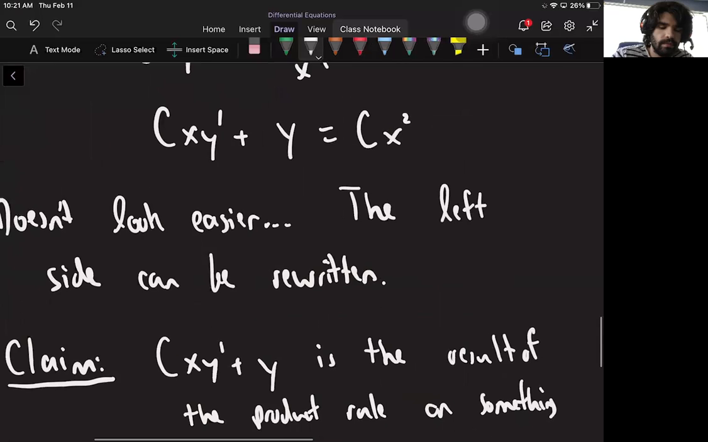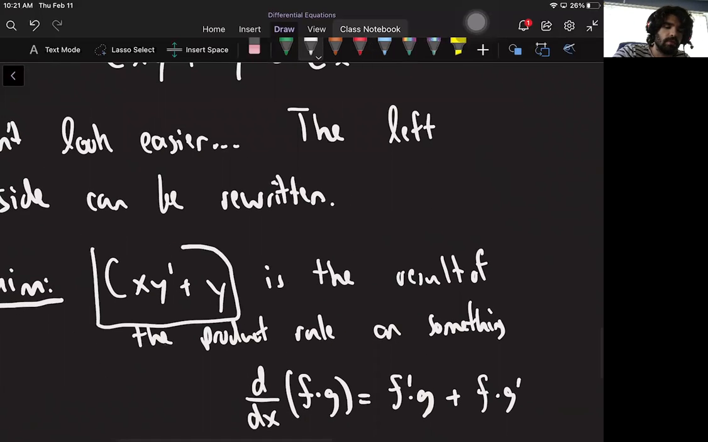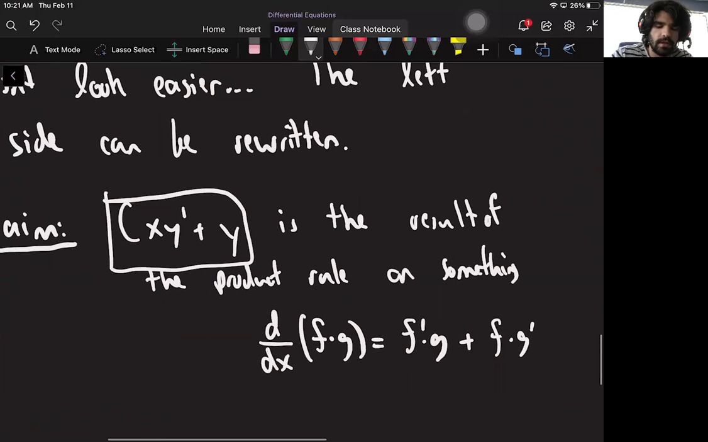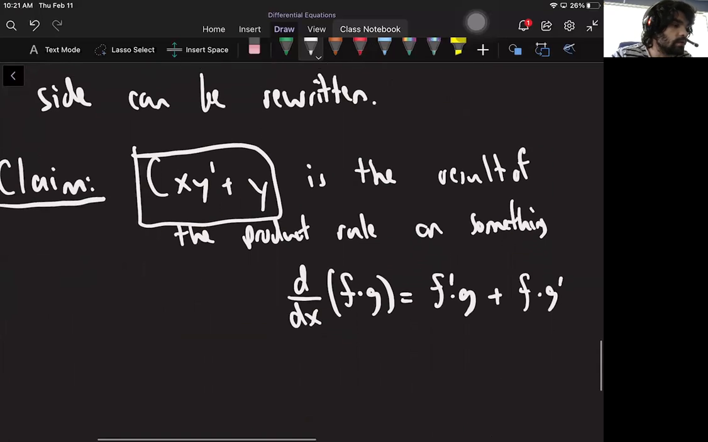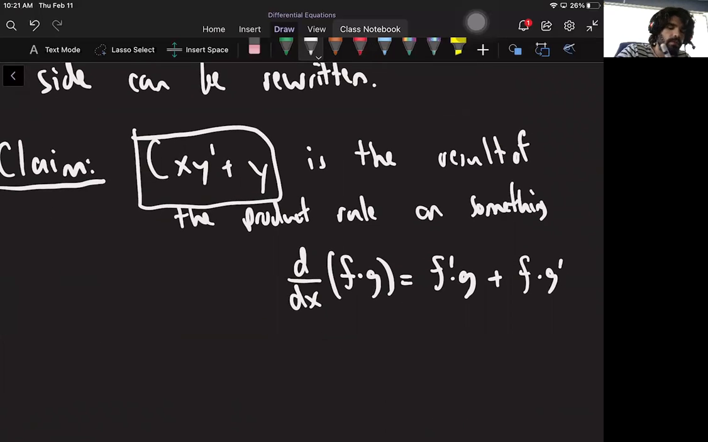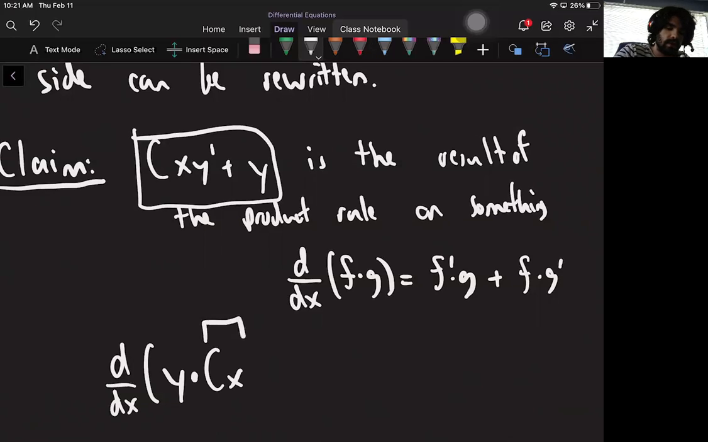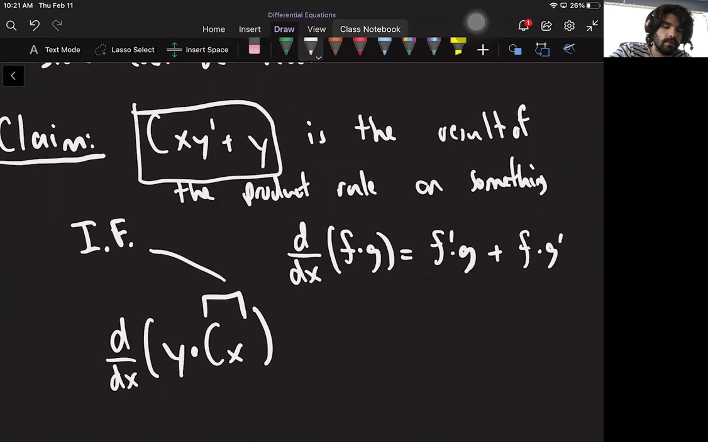So somehow this is actually coming from the product rule of something. But it's very hard to see until I just do it. So I just have to give it away and tell you where it's coming from. It's actually the derivative of y times our integrating factor. So notice that this is the integrating factor, and that will always happen with this technique. So let's take the derivative of y times our integrating factor using the product rule.